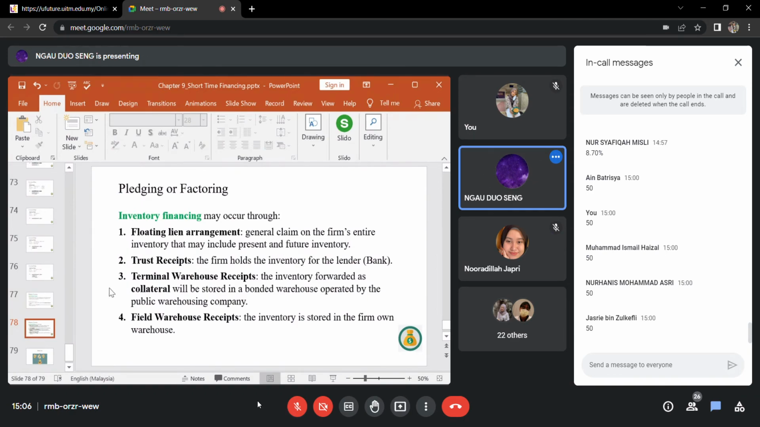based on trust. So terminal warehouse receipt means the inventory put forward as collateral will be stored in a bonded warehouse operated by a public warehousing company. In this one the company has to send its inventory out of the company to another warehouse. Okay. Number 4, field warehouse receipt, the inventory is stored in the firm's own warehouse. So in this one the inventory is still in the customer's warehouse even though it has used the inventory to borrow money from the bank.